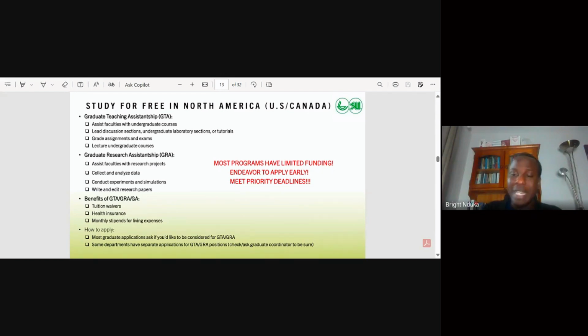And what are some of the benefits of being a GTA, GRA, or a GA? Number one, tuition waiver. So total tuition waiver, you don't pay anything. Health insurance is covered. Monthly stipend for living expenses is provided.